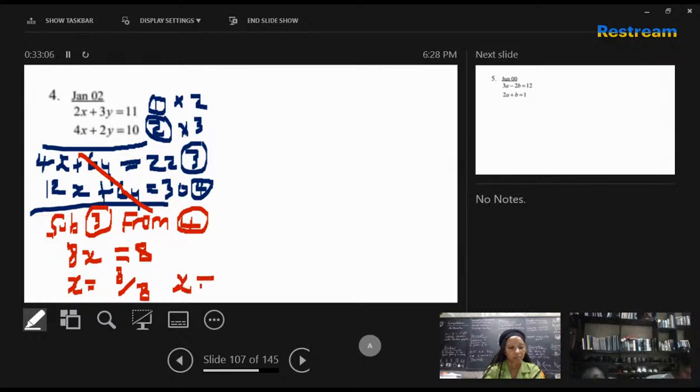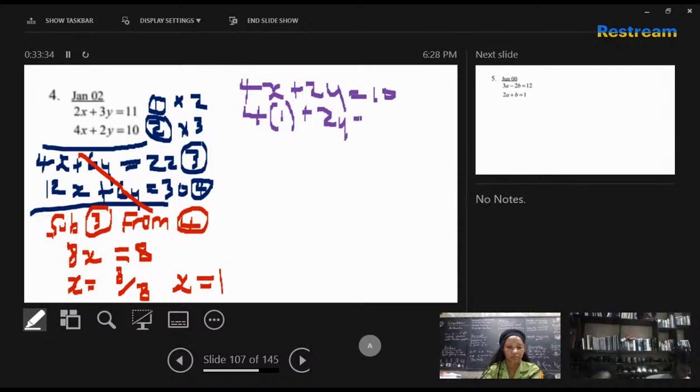Which is equal to 2. So, I'm going to put that in equation 2. So 4x plus 2y is equal to 10. So when we say x, we're going to put the 1. So 4x times 1, that will be 4. And 4 times 1 plus 2y is equal to 10. So it will be 4 plus 2y is equal to 10.